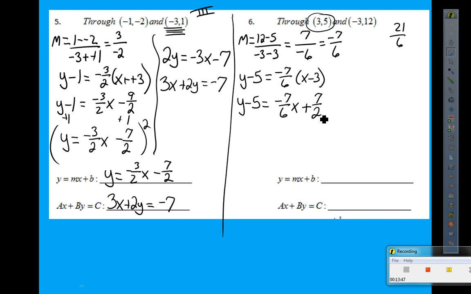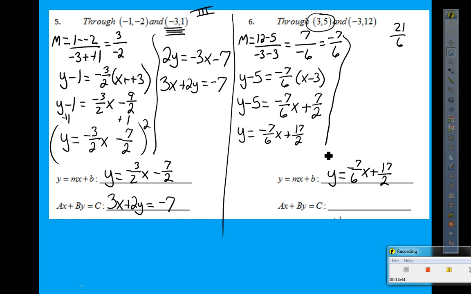And then let's add 5 to both sides. So I got y equal negative 7/6 x plus, and if you go in your calculator, 7/2 plus 5 is going to show you 8 1/2. Hit second fraction key so it shows you 17/2. So in y equal mx plus b form, I got y equal negative 7/6 x plus 17/2. If you're not good with your calculator, buzz in so I can show you that.